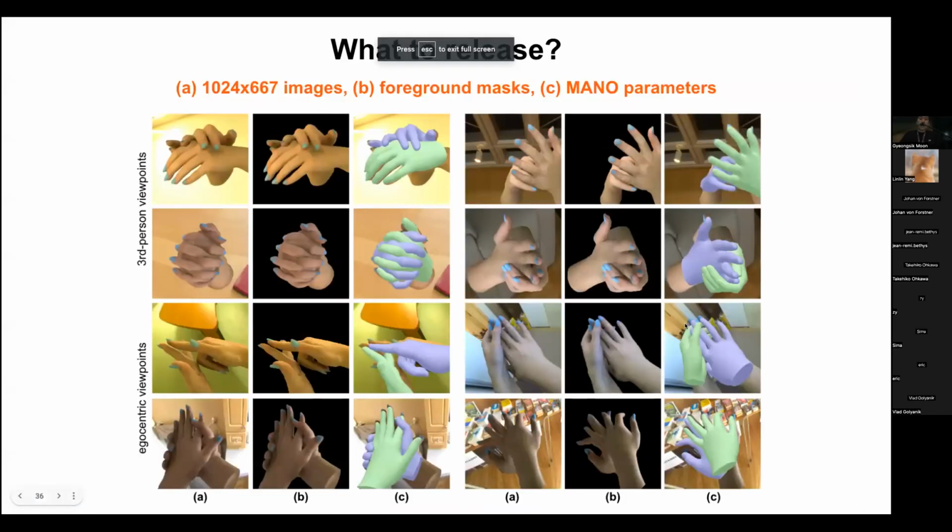And what to release? Our data set has 3 assets. The first one is the 1K image, the second is the foreground mask, and the third is the MANO parameters. The foreground mask is newly added compared to the InterHand data set, because many people asked me for foreground masks for neural rendering. So now we can develop neural rendering techniques using our real InterHand data set, because we have foreground masks like this.